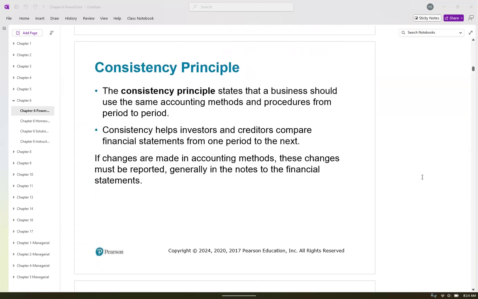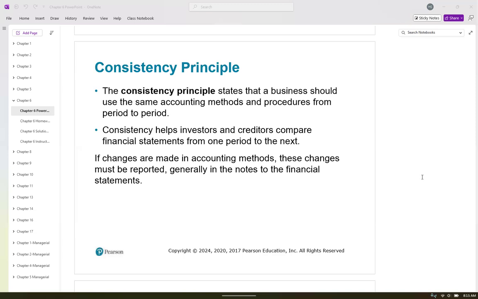We're going to learn a couple of different bases on how to account for inventory, and GAAP says businesses can choose whichever one they want. Okay. But they do have to be consistent. You'll see how some methods of inventory will affect the financial statements. And so businesses can't just bounce back and forth between these different ways to keep up with inventory. Okay, it has to be consistent.